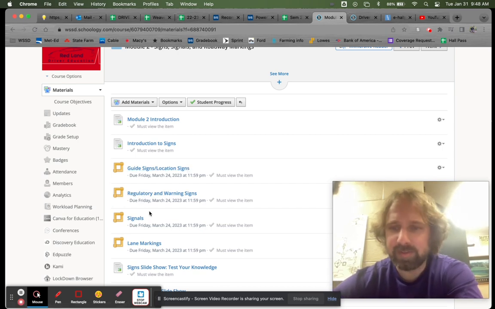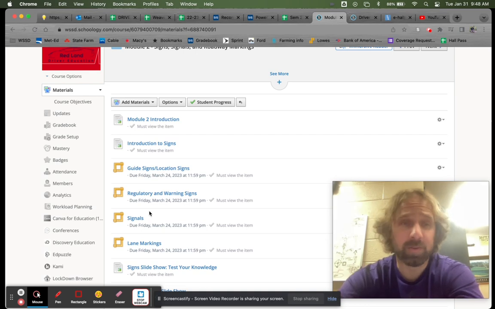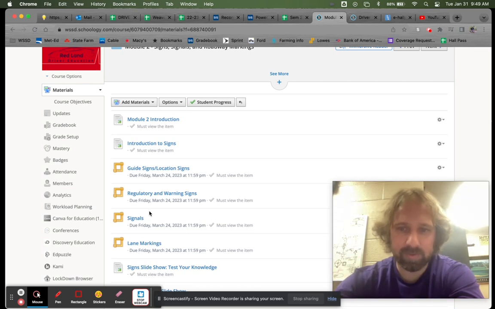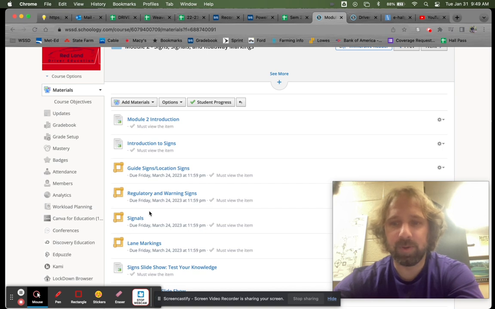Regulatory signs, these are signs that tell us what we can and cannot do on the road. So they're mainly white, red, and black. Picture a stop sign, right? It tells us we have to come to a stop. All right. Now, the old joke is that if there's a white border around a stop sign, you don't have to come to a stop. That's optional. Please make sure that your son or daughter understands it's not optional.